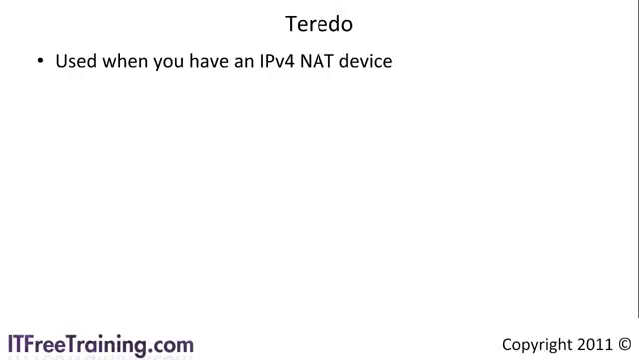This is available for Windows Server 2008, Windows Vista, Windows 7, and Windows XP. You can use Teredo when you have an IP version 4 NAT device that your clients connect to. If you have a situation in which your company wants to start using IP version 6 but does not want to upgrade the IP version 4 NAT device, you may need to use Teredo.